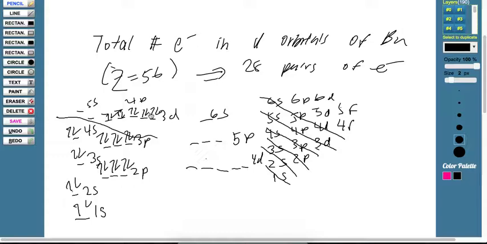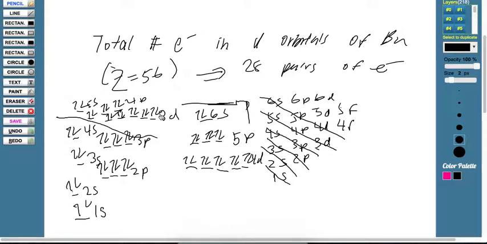So that's going to be 30, right? So we need 26 more. Filling the 4p gives us 36, 37, 38. So after this it's going to be 48. So that's 48, 49, 50, 51, 52, 53, 54, 55, 56. So we end up needing the 6s sublevel.